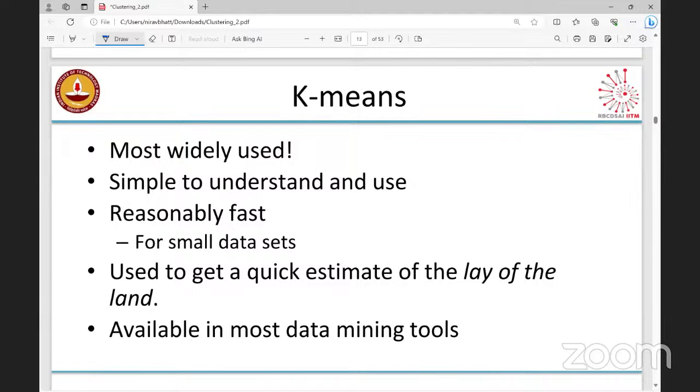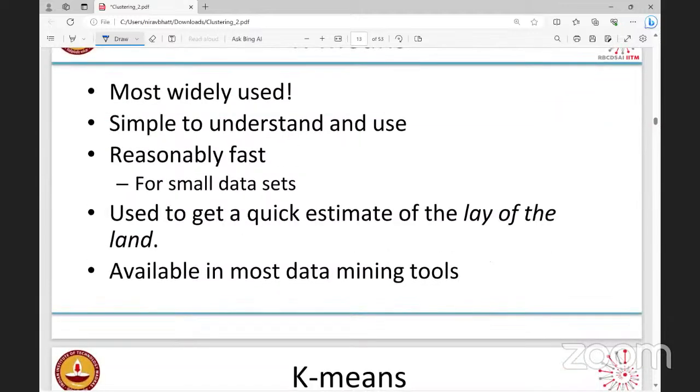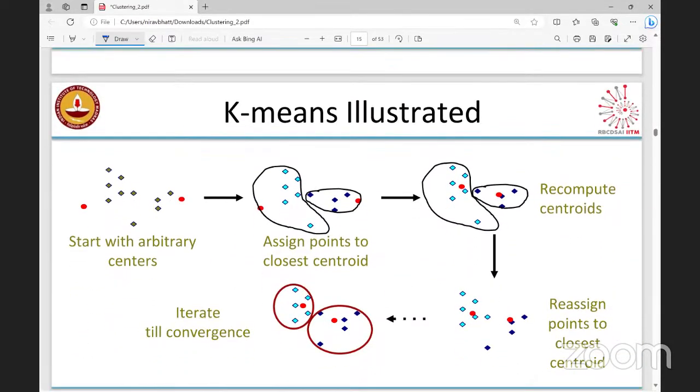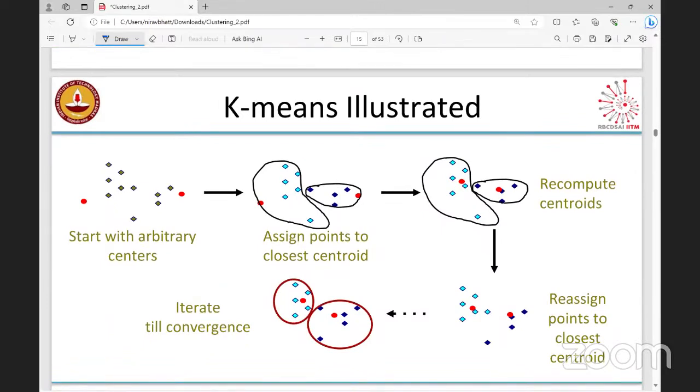It is a reasonably fast method for a small data set, and often it is used to get some idea. We can apply different clustering techniques, but we start with k-means and get a rough idea about how many clusters are possible, or what the patterns in the data set are, so that we can apply more rigorous or advanced clustering techniques. It is one of the tools which every data mining person uses. So let me discuss what k-means clustering is.